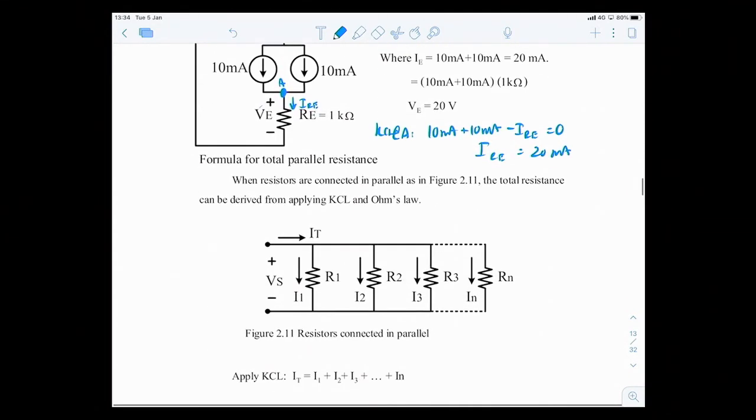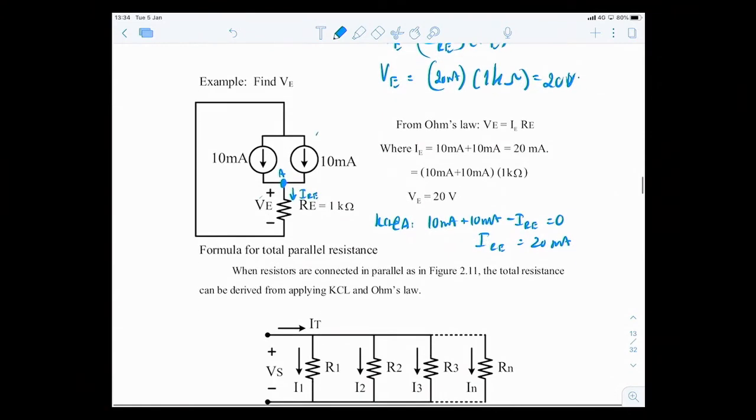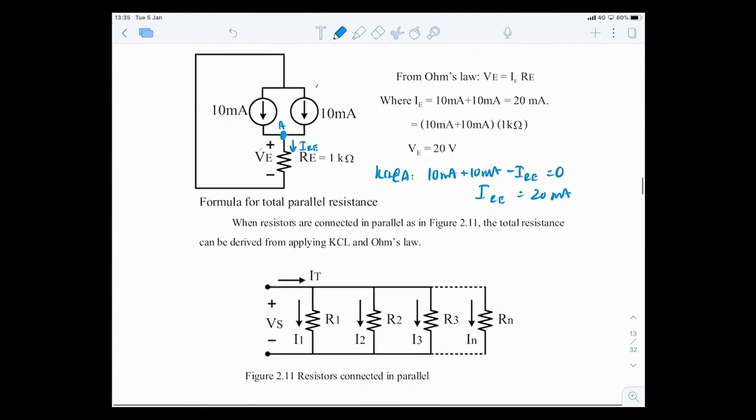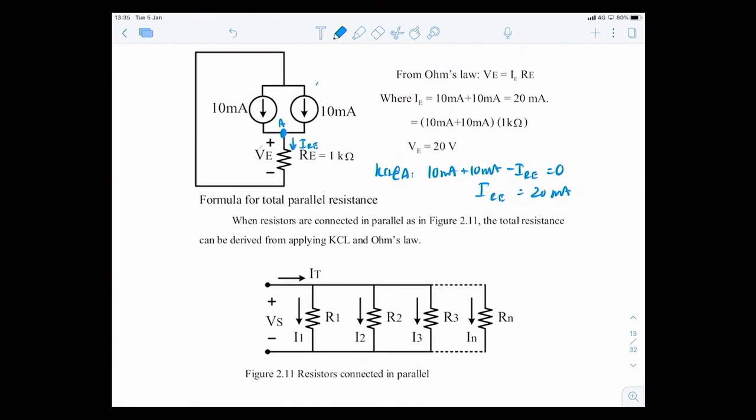Now, when you have sources connected in parallel, we add them together. What about if we have resistors connected in parallel? What can we conclude from that? Can we combine them together? What would be the formulas? As you can see, we have R1, R2, R3, and Rn. You can go on forever, but they are connected in so-called parallel, because this is node A where they connect together, and at the other end, node B, they connect together.